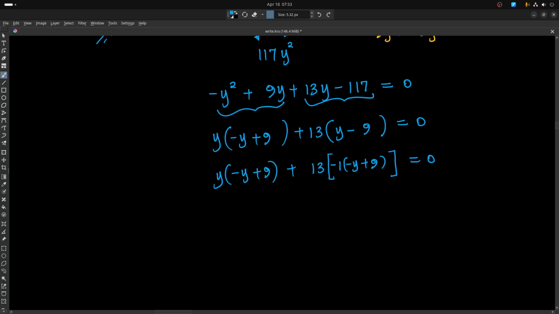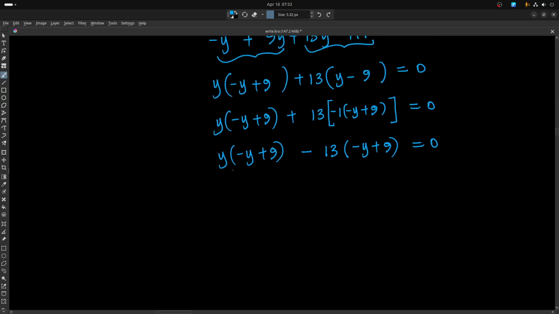Okay, so now let's expand the square brackets. So we have 13 times negative 1, that is negative 13. And then now we are done with the square brackets, so we are back to the normal ones. So we have negative y plus 9. Then we have this other expression, negative y plus 9, and this is equals to 0.